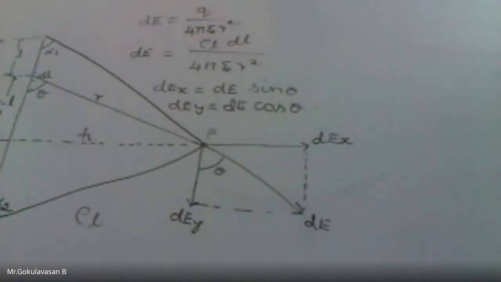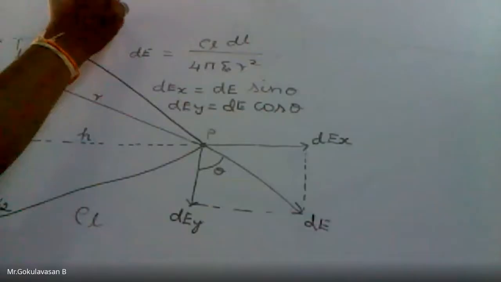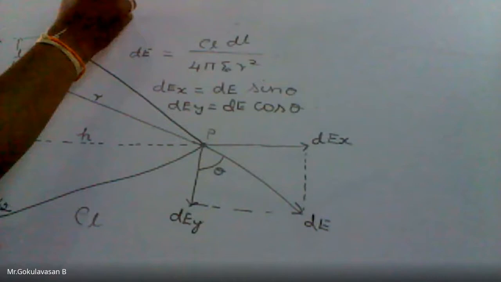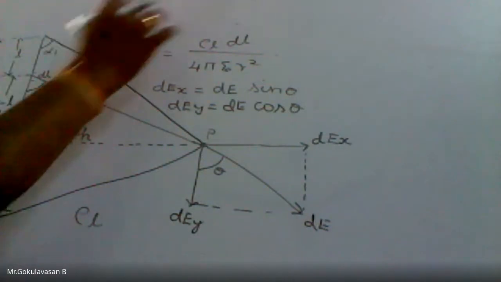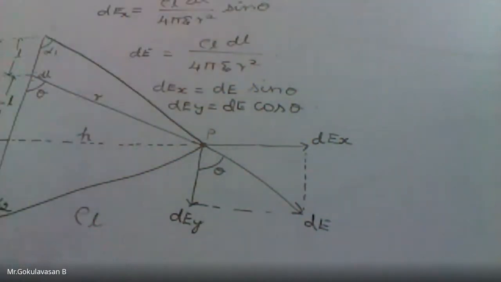Okay. So now I am going to find these two answers separately. First I'll be taking, for example, dEx. If I want to find dEx, the value is nothing but dE sin theta. The dE value is rho L dL by 4 pi epsilon r square, into sin theta. This value we know. Into sin theta, I'm going to make some modifications.